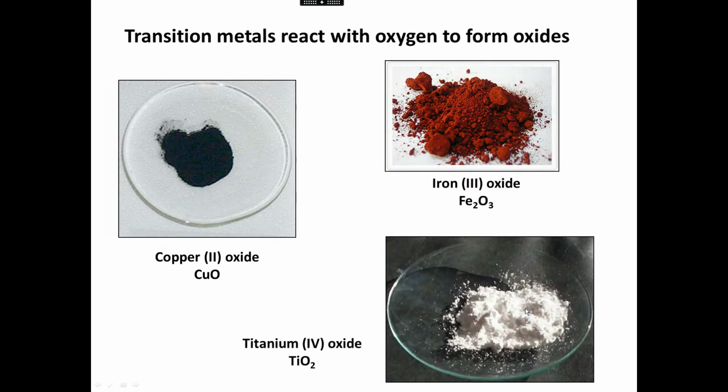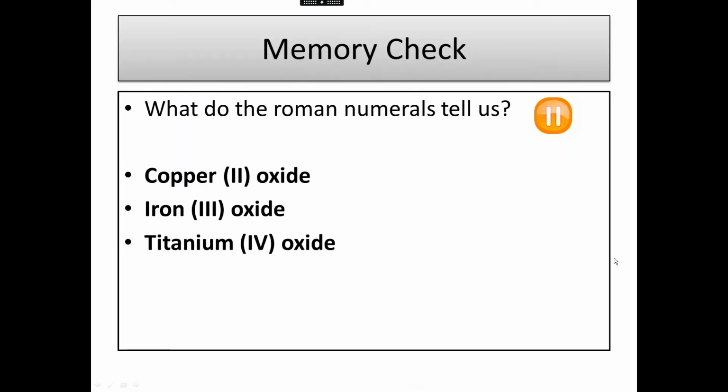And all transition metals can react with oxygen to form oxides as long as they are not totally unreactive. Like gold and silver are transition metals, but they're right at the bottom of the reactivity series, so they don't react with oxygen. But anything that is reactive will react with oxygen to form an oxide. Okay, pause the video and just check, what do these Roman numerals mean?